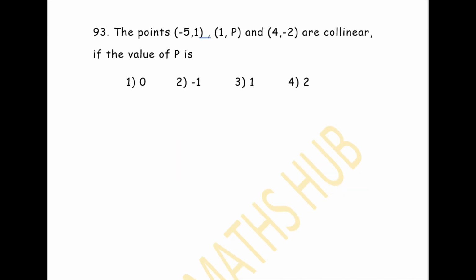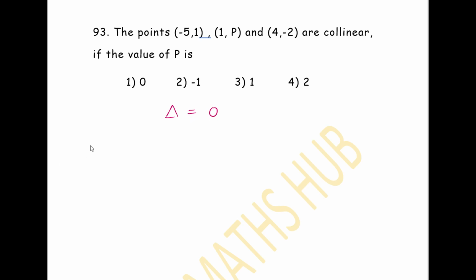Moving to question number 93. The points minus 5 comma 1, 1 comma p, and 4 comma minus 2 are collinear. Then the value of p is? Students or teachers, if the points are collinear, that means by using the concept of the area of triangle formed by 3 points, the area of triangle will be equal to 0.